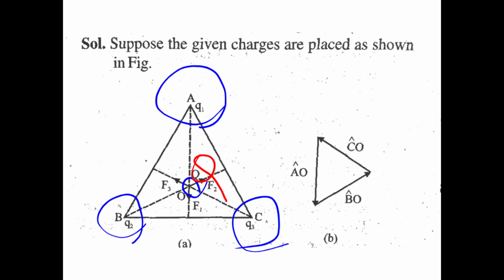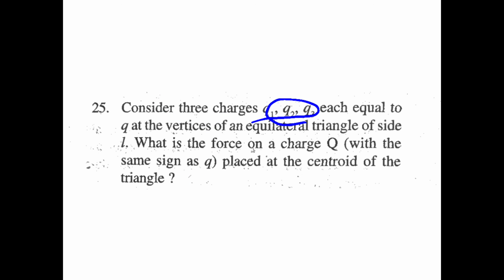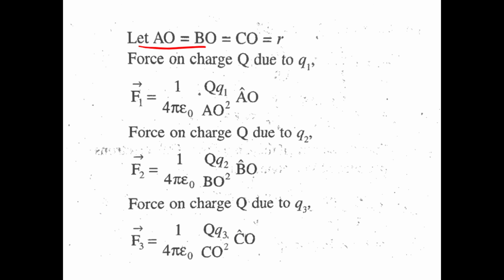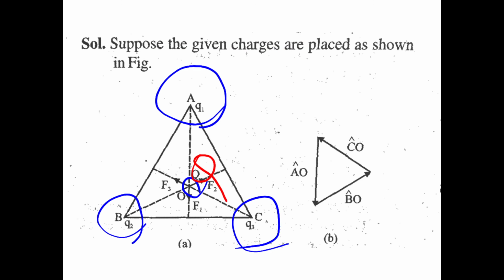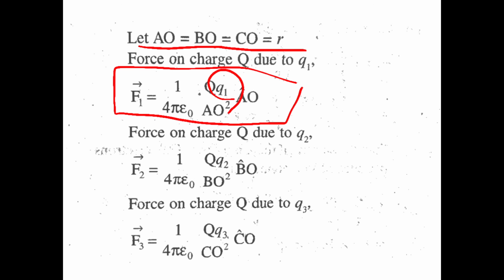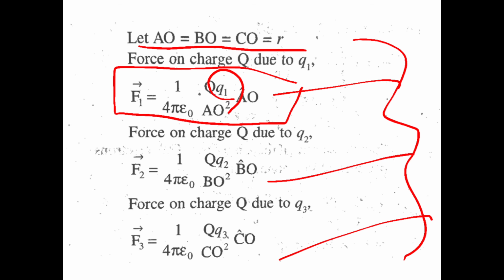If charge q is present here, we have to determine the net force on the charge at the centroid. AO is equal to BO is equal to CO is equal to R. And F1 is equal to 1 by 4 pi epsilon 0, q Q by AO squared, along AO. This is a very simple formula, you can easily understand this, so I am not wasting time on it. We get F1, F2 and F3.